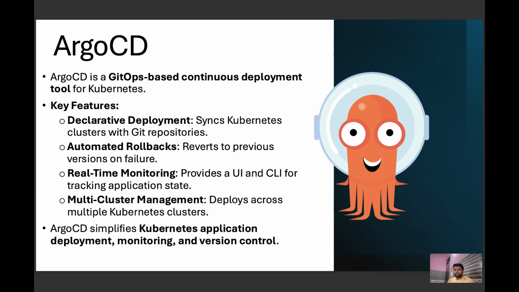When I explain what Kubernetes is, I will also explain Argo CD along with it, so that you can understand. Argo CD simplifies Kubernetes application deployment, monitoring, and version control. This is all about the basics of what Argo CD is used for. Basically, it is used for synchronizing Kubernetes based applications with Git or any other version control system.